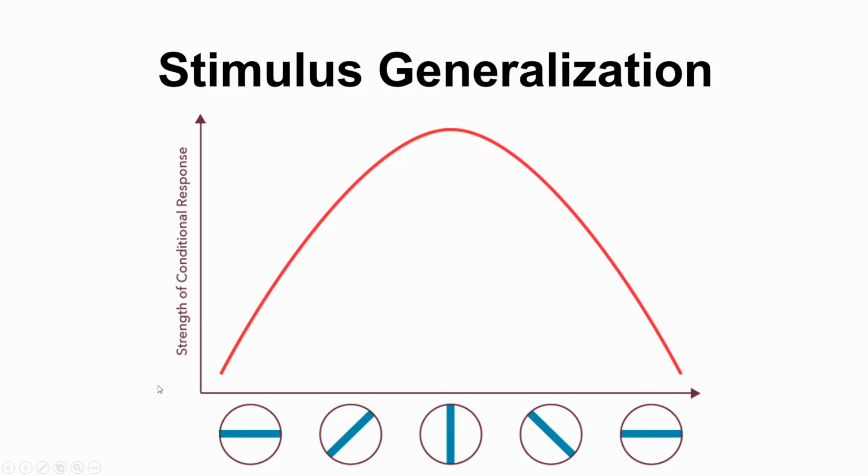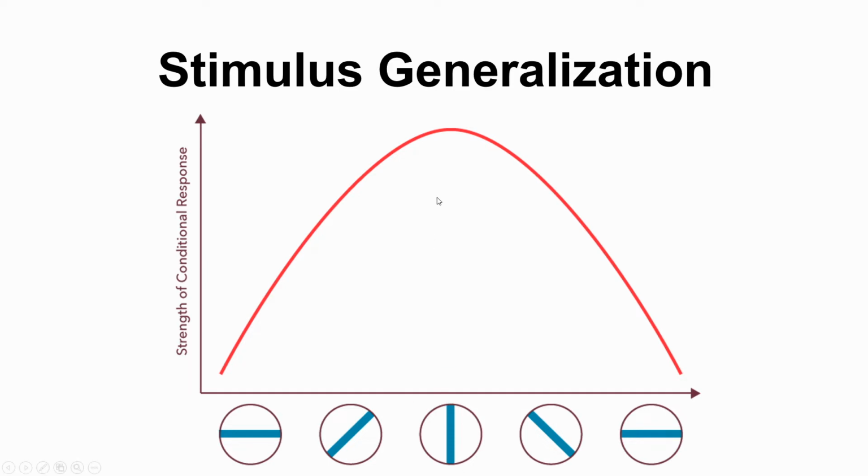And then this axis, our y-axis, is the strength of our conditional response. So if we were looking at salivation, that would be how much saliva is being produced. If we were looking at a startle response, we would be looking at some kind of ranking of how intense a startle response would be.